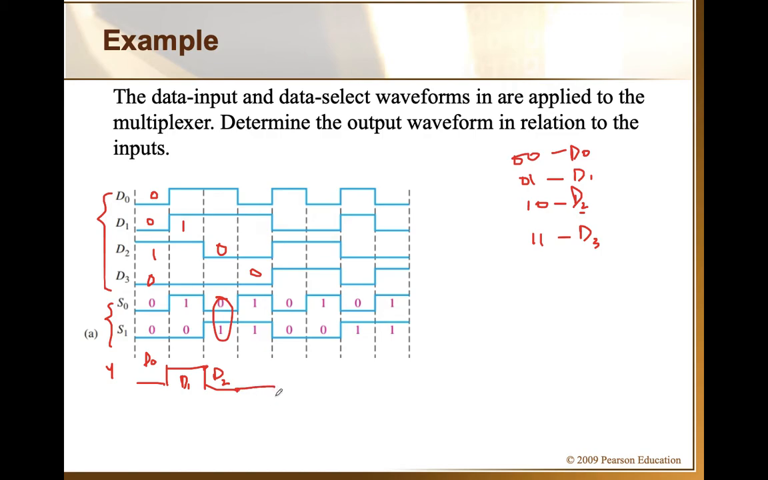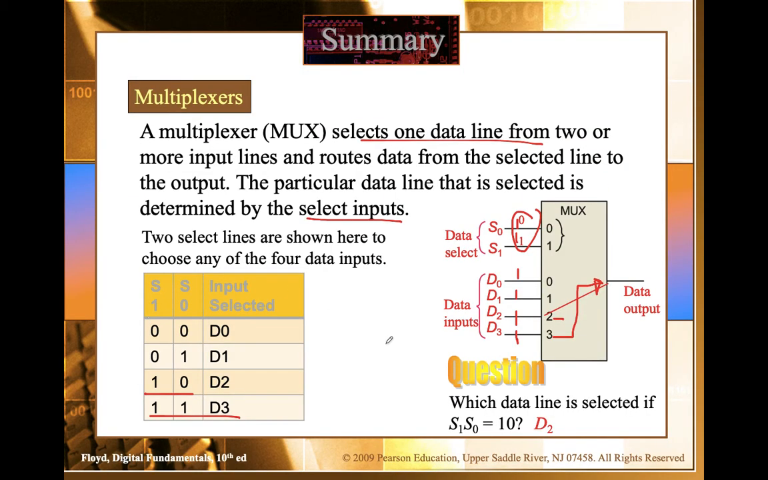Do you understand? So this is how you will do it. You first look at the data lines and the select lines. Which line should be routed to the output? The select lines are telling you, right? This is what we did previously, right? So all the lines had data.